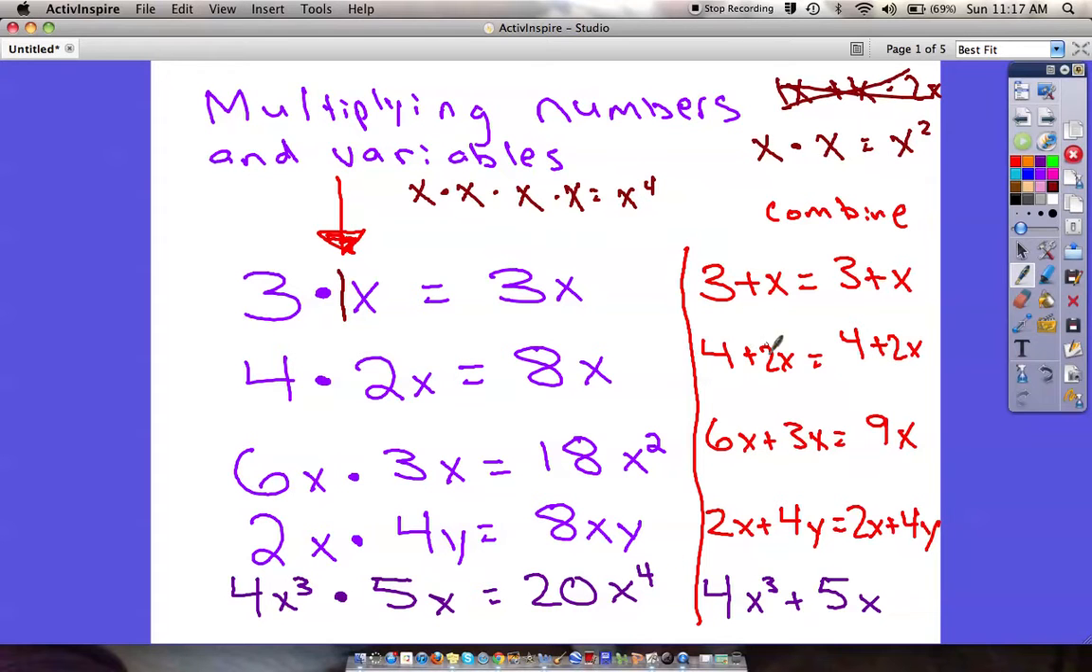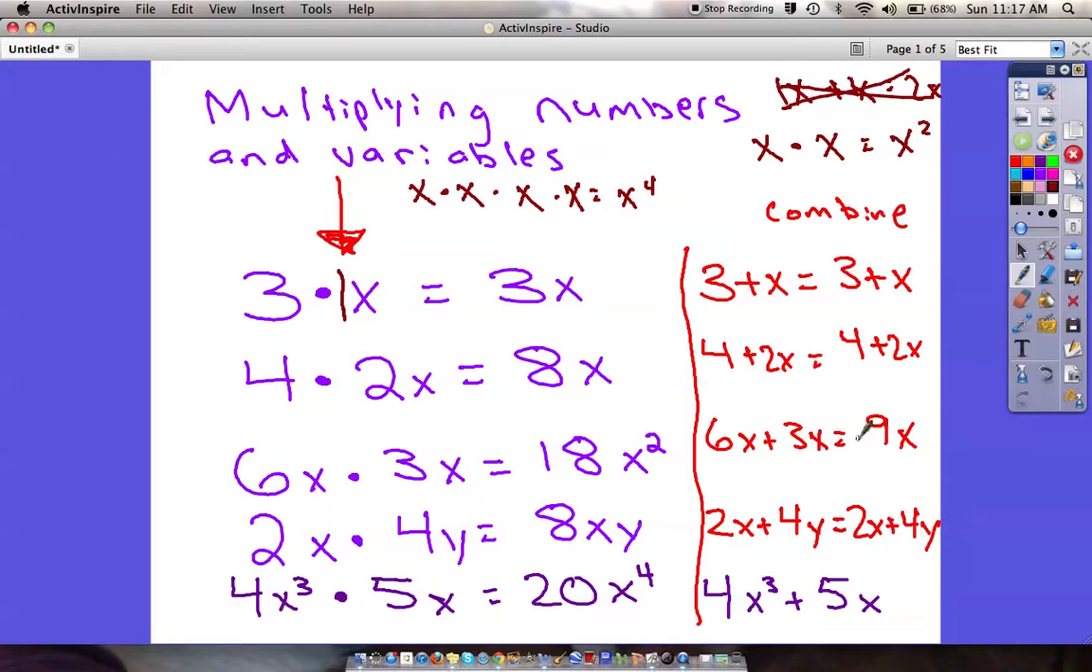Now over here in this column, I just showed you what these problems would look like if we were combining them together. And if you notice, most of them we couldn't combine. Remember, we can't combine 3 plus x. We can't combine 4 plus x. We can't combine 2x and 4y. We haven't been able to do that. We can't combine 4x to the third power plus 5x because they don't have the same label at the end of them. The only one on here that we could have combined if we would have added would be the 6x plus 3x, because 6x plus 3x is 9x.